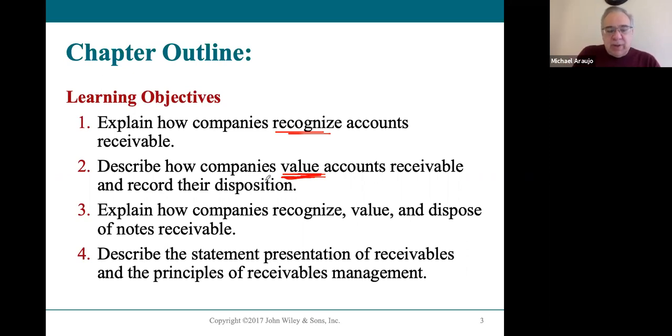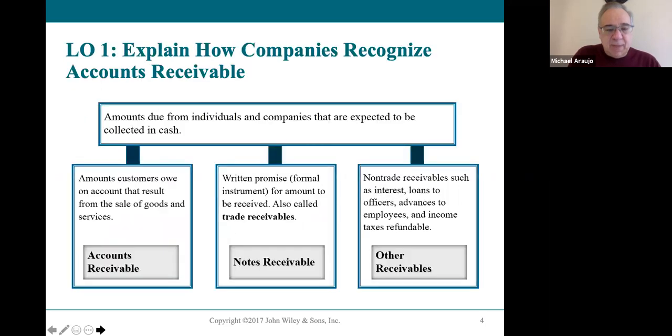And then, of course, once we decide that something is not collected or collectible, we have to go through this process of identifying what we call a bad debt. And so you're going to learn about that. A little bit on notes receivable, and just a little bit is Learning Objective 3. And then we're going to learn a little bit of financial analysis, because what is a chapter nowadays without a little bit of financial analysis thrown in? So you're going to hear a little bit more about that in Objective 4.